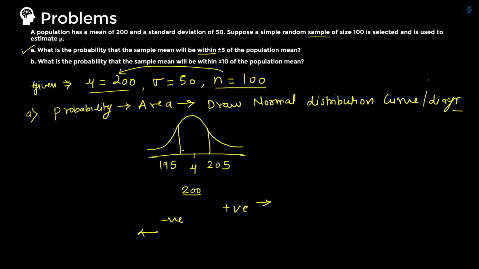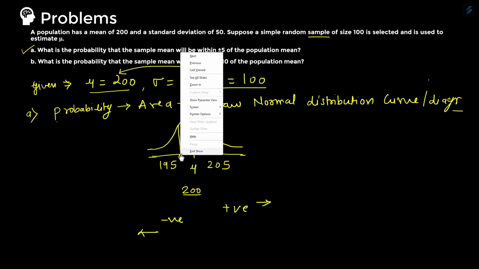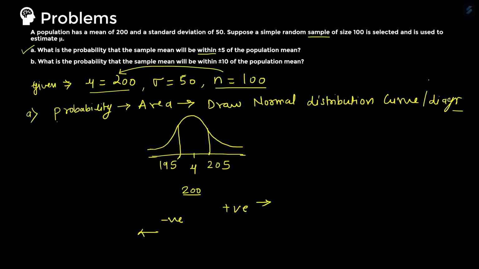Now we are left with this much portion, so 195 lies over here. This is 195, this is 205. We are left with this much portion. So this is our probability, this is our area. They are asking what is the probability, this is our question mark. We will calculate this much portion with the help of z-score. So moving on, let's do the calculation.